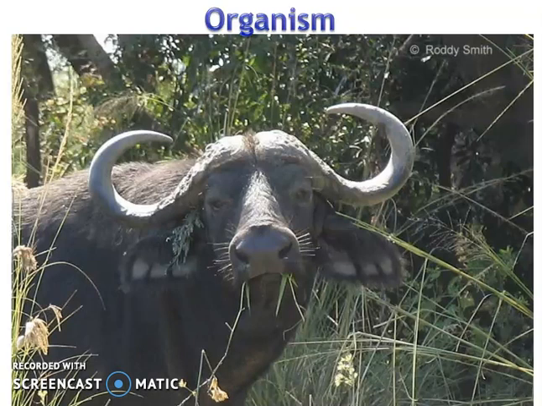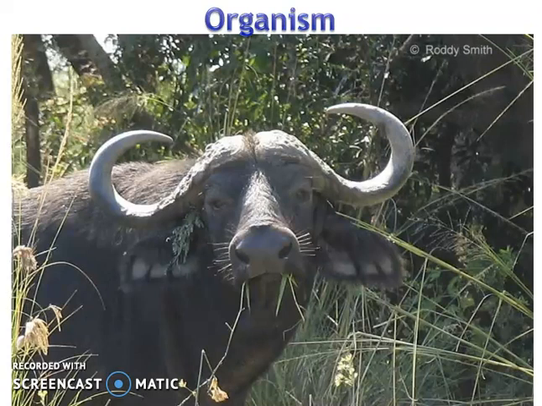Within a population is an organism. Organisms are individual living things. Organisms can consist, as we talked about before, of a single cell, such as in the case of bacteria or algae. In other cases, like in animals and plants, organisms can consist of many cells.